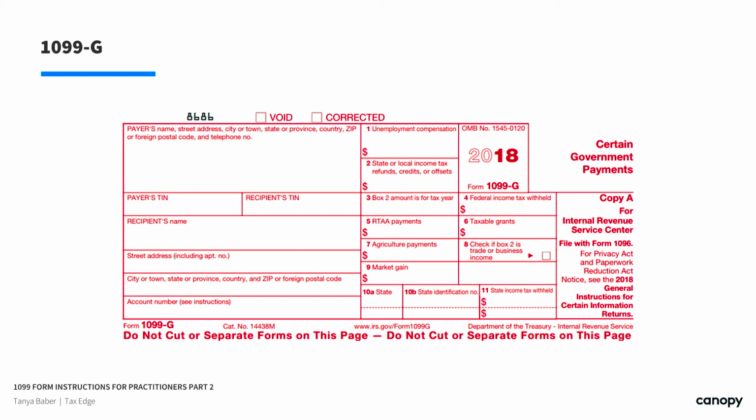Most of the instructions for the person sending it are just due dates. So this one says, send it to the recipient by January 31st. You send it to the IRS by February 28th, or April 1st if electronic. So it's not very detailed and lengthy for the payer, but on the back page of these little forms, you'll see the instructions for the recipient go into a little more detail about the boxes too.